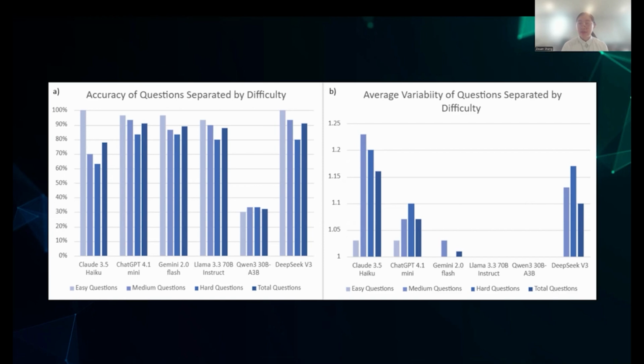And then here's average variability of the questions separated by difficulty. As you can see, Llama 3.3 and Qwen 3 all had an average variability of 1 across all the models, meaning they were super consistent in their answers. And then all the other models had varying bits of variability, with Claude 3.5 Haiku having the highest variability.